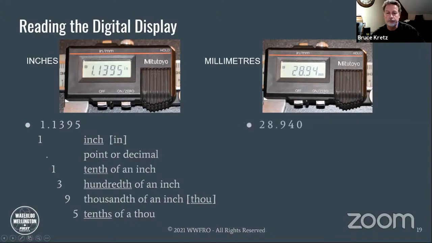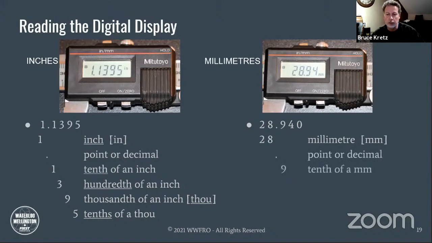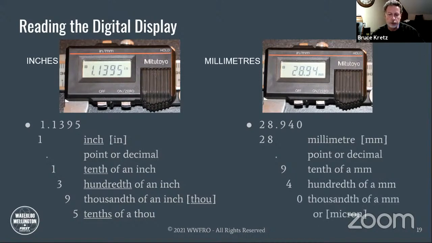On millimeters, 28.940. I put an extra 0 in there for a reason. So 28 millimeters, there's your millimeters shown as mm, a point or decimal, 9/10ths of a millimeter, 100ths of a millimeter, and 0 thousandths of a millimeter, or in metric, we call that a micron.